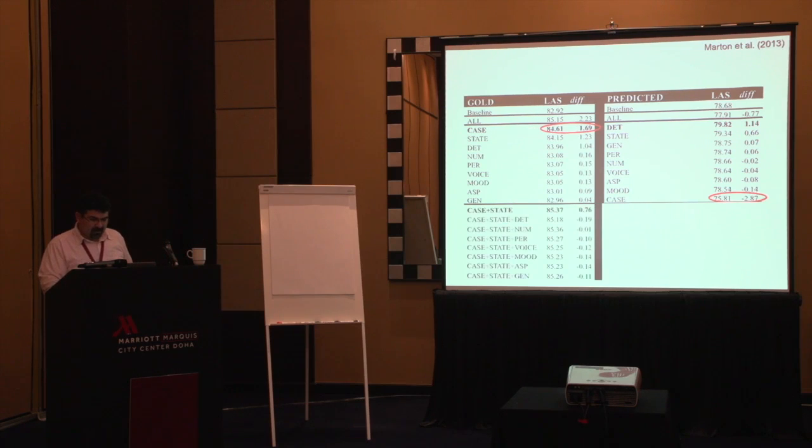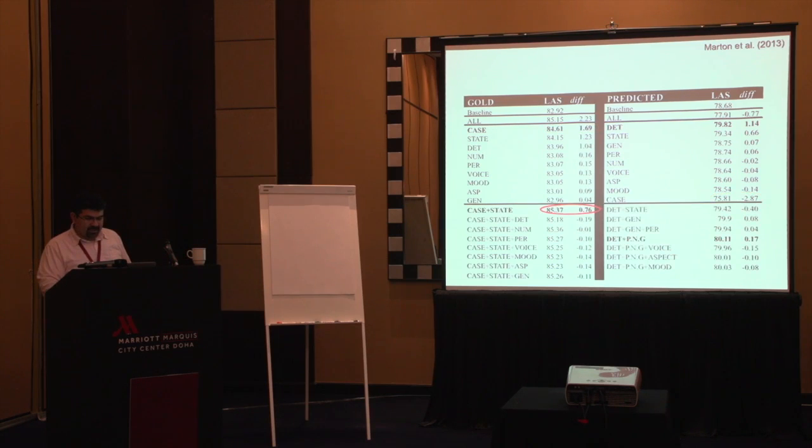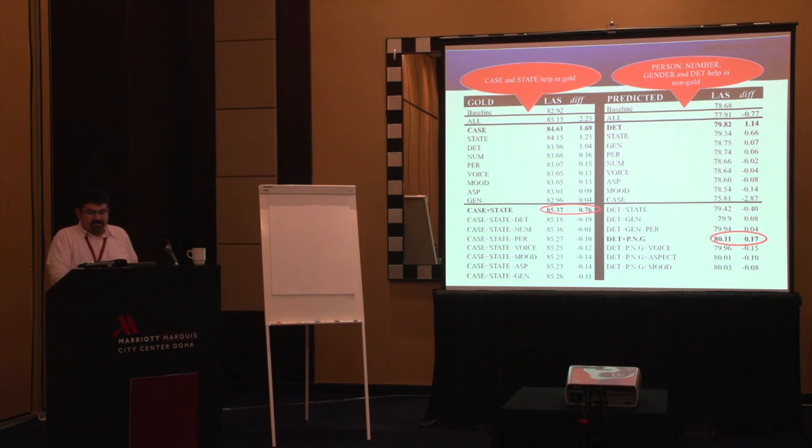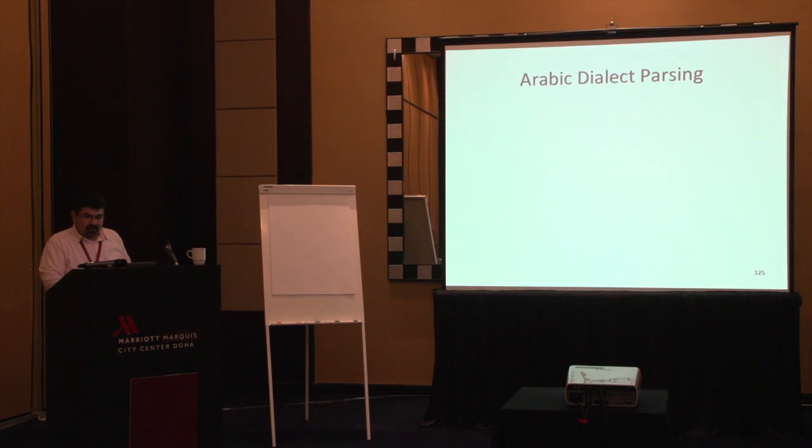It helps. And then when we look at combinations, the same kind of story happens, and we find that case and state help in the gold setting, but they don't when you are looking at predicted values. However, the best features seem to be the determiner, the person, the number, and the gender. These are the features that are the most helpful for doing this parsing. So basically, the short story: if you're parsing, make sure you have your determiner, number, person, and gender. That's really what you need to use, the short story. Okay.